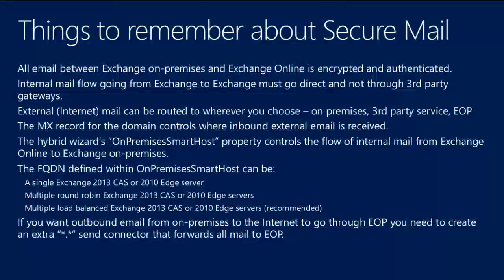Doesn't change, right? So if you have an MX record that's pointing on premises, mail will be delivered on premises. External parties are still going to use DNS. They're still going to look up your domain. They're going to do an MX, and they're going to send the mail to wherever that MX record points.